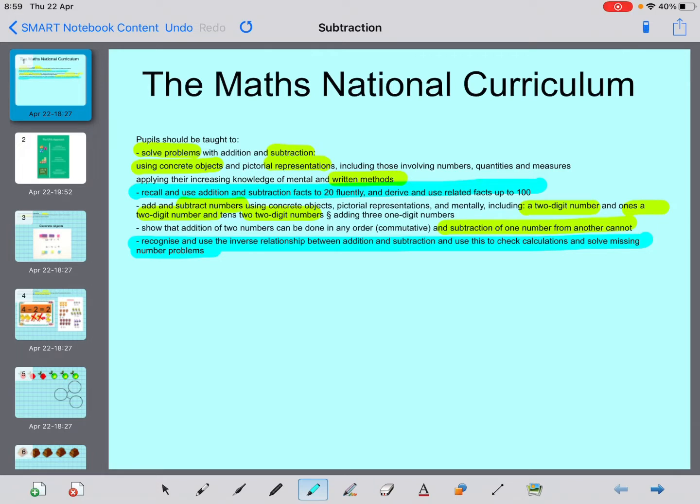And children should understand that subtraction cannot be done in any order. So the largest number starts at the beginning and then you take away numbers from that and the end answer becomes smaller. The two blue statements that I've highlighted here, I will cover in a separate video all about number facts and another separate video all about inverse and solving problems.